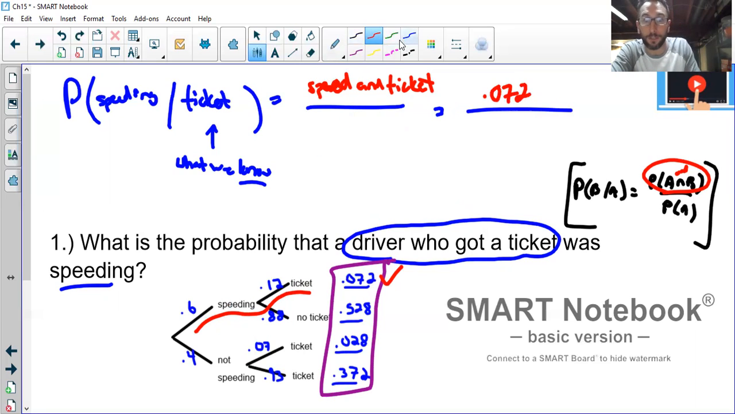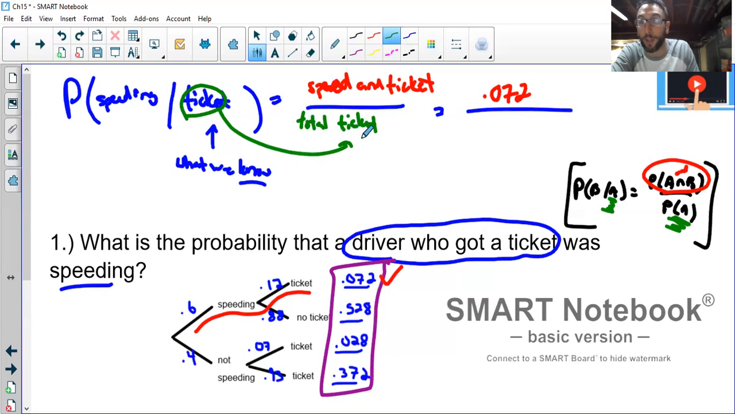In the denominator, we can see it's the A, the given thing. So our denominator is going to be the total probability, or the total proportion of people who get a ticket. Of course, we know that's 0.1, but if we hadn't already answered the previous question, we look down here. The total for a ticket is speeding and ticket, or not speeding and ticket. So in the denominator, we're going to have 0.072 plus 0.028.